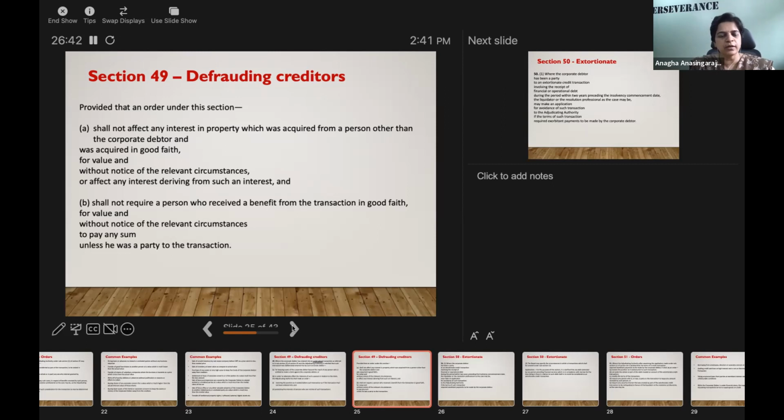So we have to ensure that when we are trying to identify a transaction as a fraudulent transaction, then firstly it has to be an undervalued transaction, and then it is the transaction which is defrauding the creditors, and also that it does not fall into these exceptions.